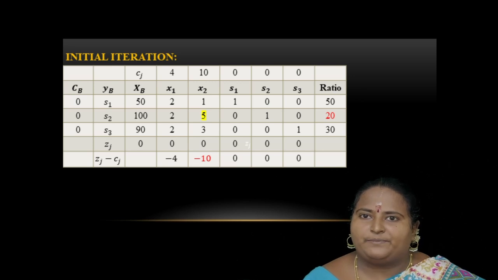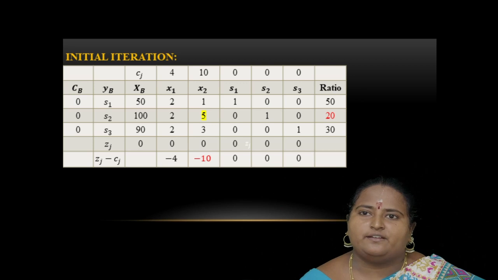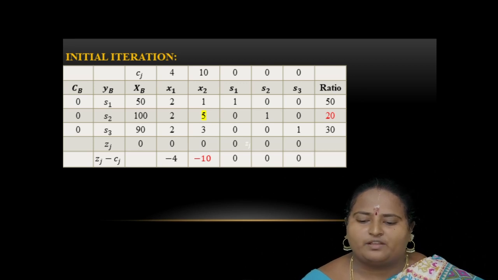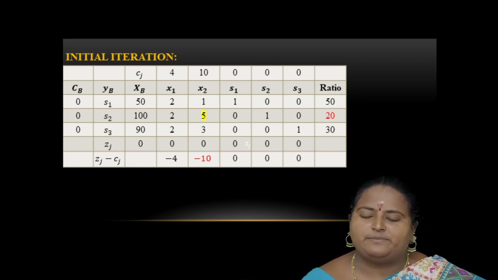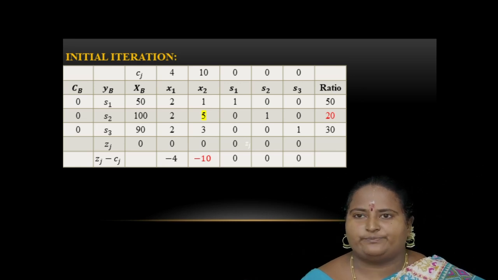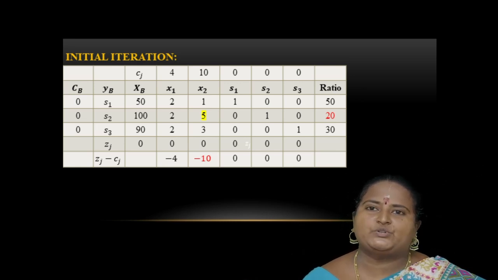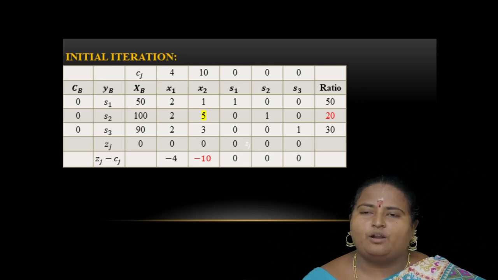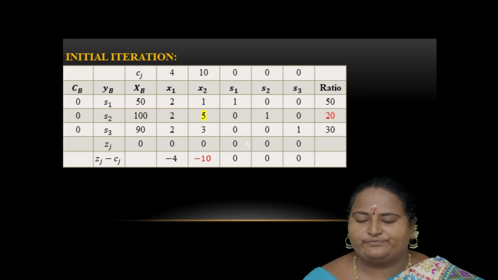So we have to subtract the values of Cj, which are given in the top row, from the values of Zj. So Zj minus Cj will be minus 4, minus 10 and then 0, 0, 0. Next step is to check whether all Zj minus Cj values are greater than or equal to 0. Here we have got two values which are less than 0.